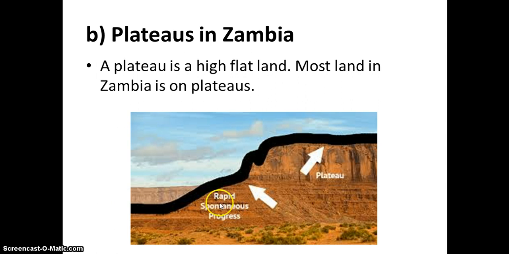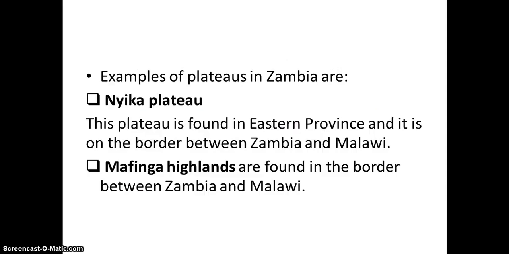I have a picture here. It shows this land here. You can see that this part of the land is low, and then it is rising, and once you come to this portion, it goes flat like that. This part of the land which is high and flat is known as a plateau. In other words, a plateau is a high flat land. It may interest you to know that most land in Zambia exists on plateaus. So much of Zambia is actually a plateau.